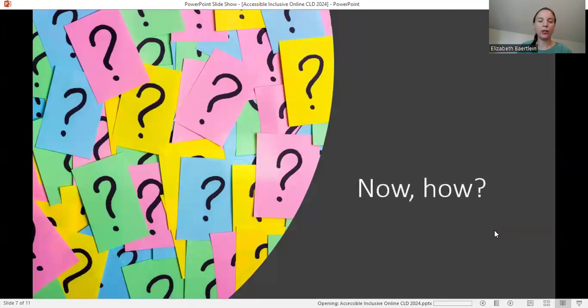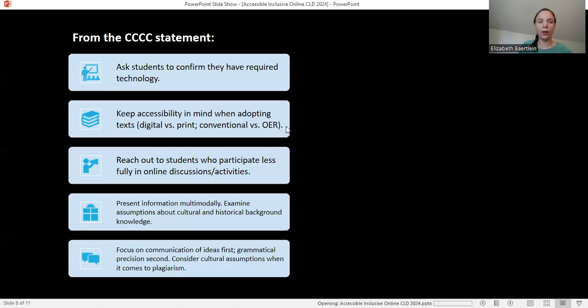Okay, so how do we do this? How can we make our courses inclusive and accessible? So a few more things from that 4C statement.